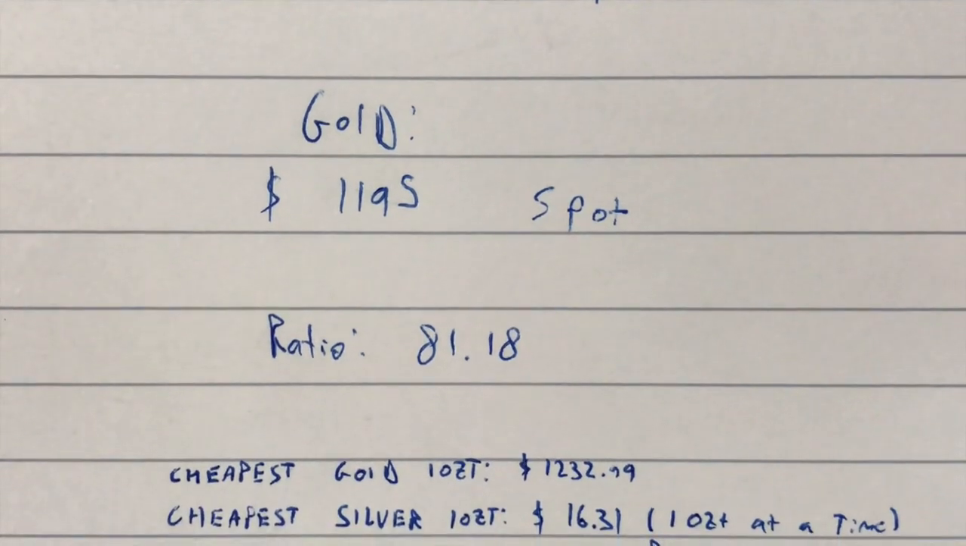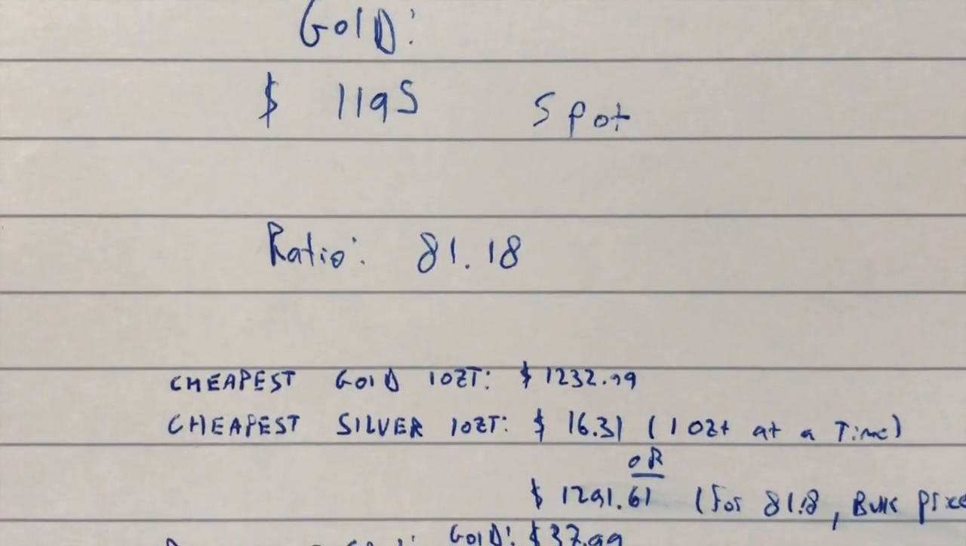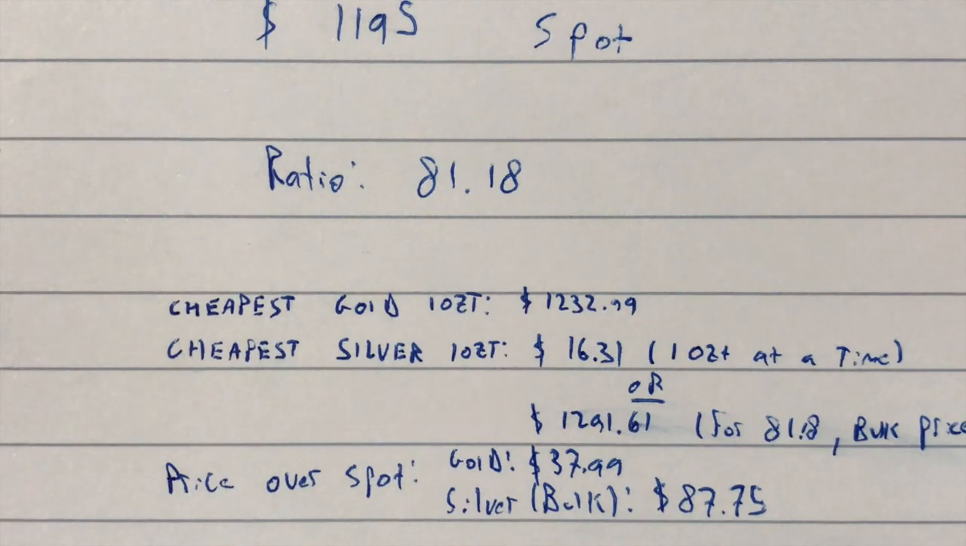Using online data from today, I have some numbers that might strike you as a little bit unfair. If you were to buy the cheapest ounce of gold on APMEX today, it would cost you $1,232.99 if you were paying with cash. This is $37.99 more than the spot price. If you were to buy 81.18 ounces to match the theoretical gold to silver ratio of the cheapest 1 ounce rounds of silver on APMEX today, it would cost you $1,291.61. This is $87.75 more than the spot price.